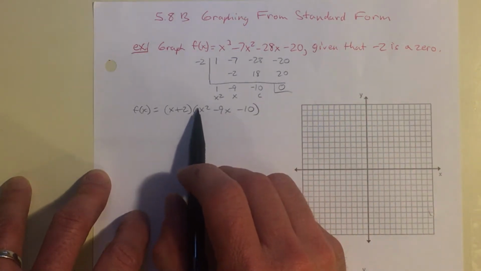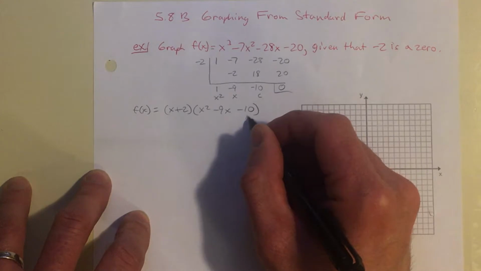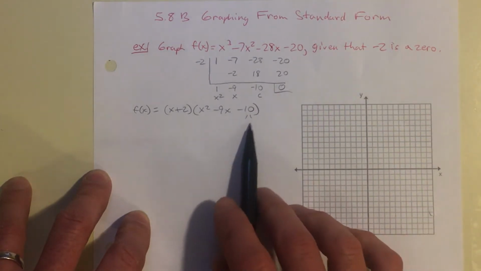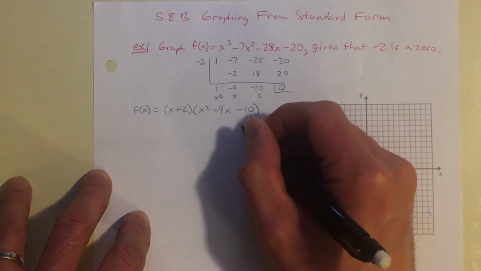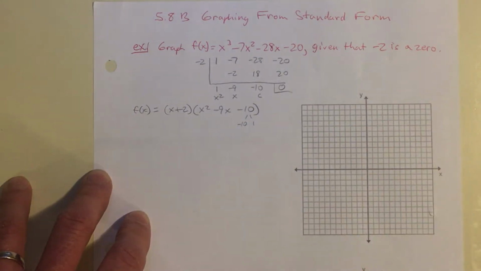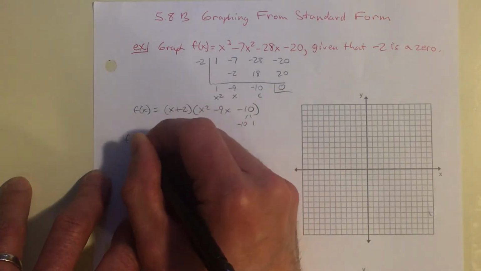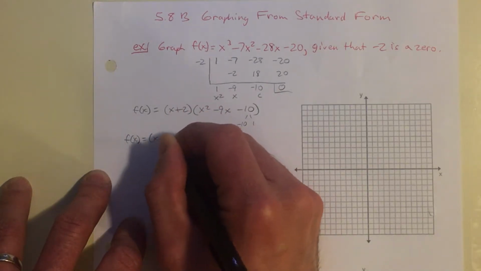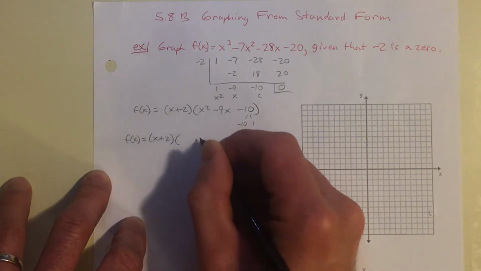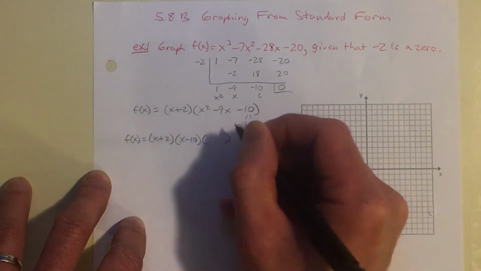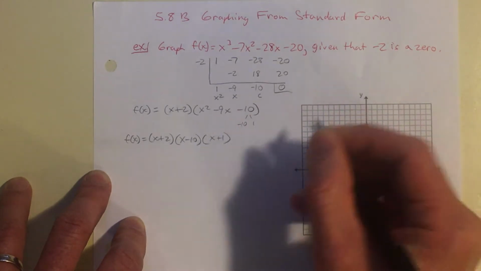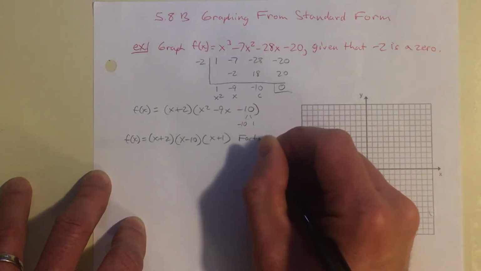This is a quadratic, leading coefficient of 1. So all we need to think of are 2 numbers that multiply together to make negative 10, but add together to make negative 9. Negative 10 and 1 will do the job. So here's our factored form coming up. We've got our x plus 2. Then we're going to rewrite our quadratic as x minus 10, x plus 1. And now we're in factored form.